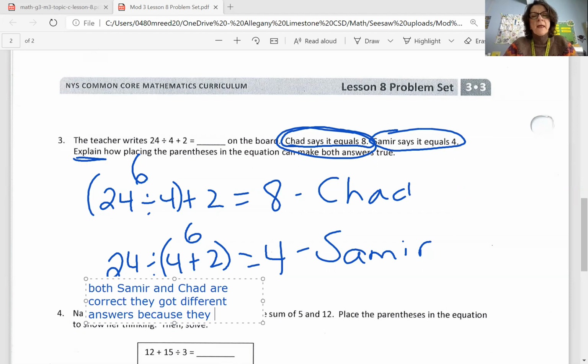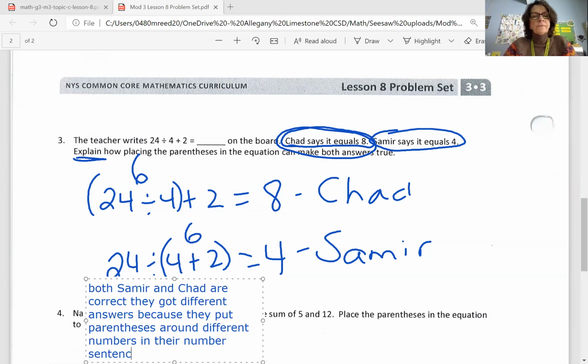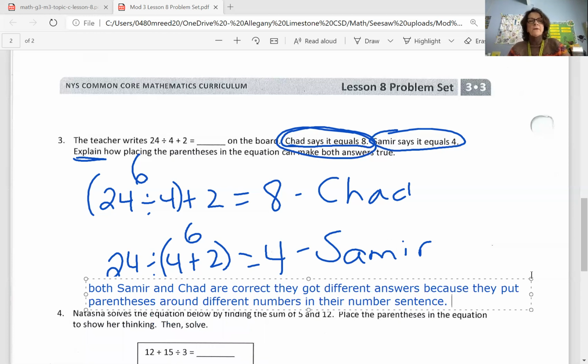because they put parentheses. And if you don't know how to spell that, like me, you can look it up in the problem. They put parentheses around different numbers in their number sentence. Okay, I'm going to straighten this out so it fits a little better there. And there we go. Okay, sorry, I forgot the capital B there.